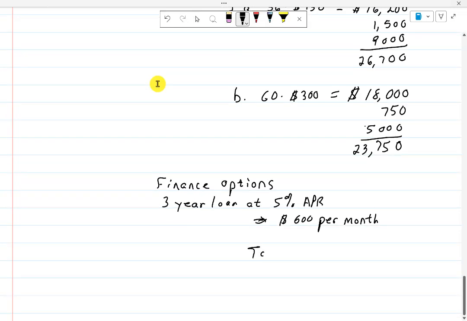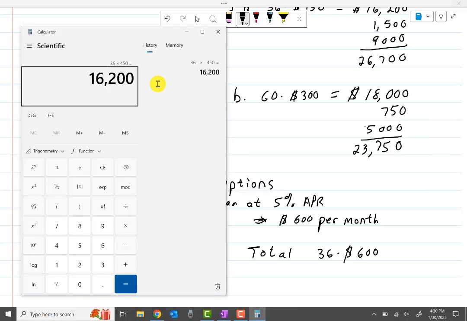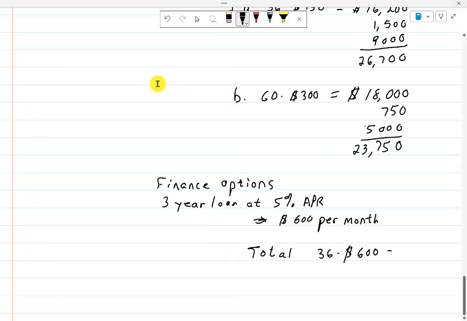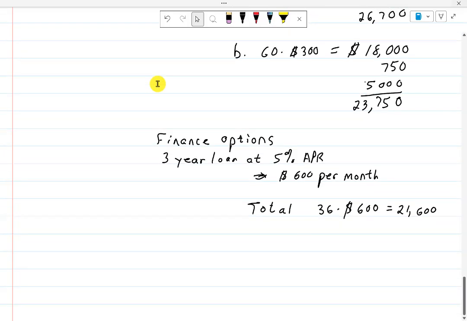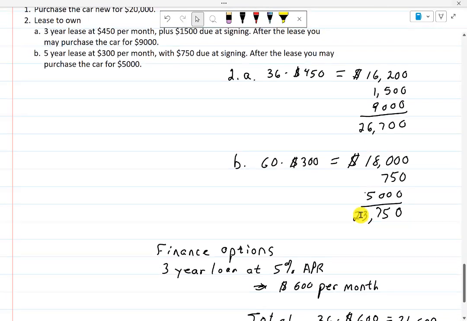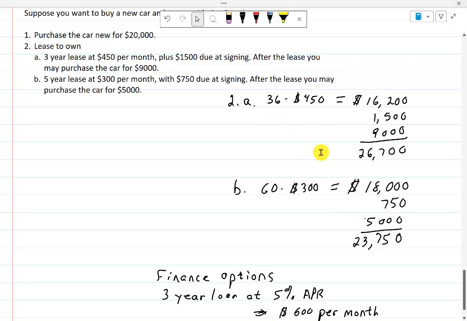Let's see, the total payments would be this. 36 times $600. Let's pull up the calculator and see what it says. $21,600. That's the least so far. This is the best. However, we're talking about a $600 a month bill. That's heavy for some people, because if you come back up here, Part B was actually less than Part A if you look at it, and these are the easiest payments to use.